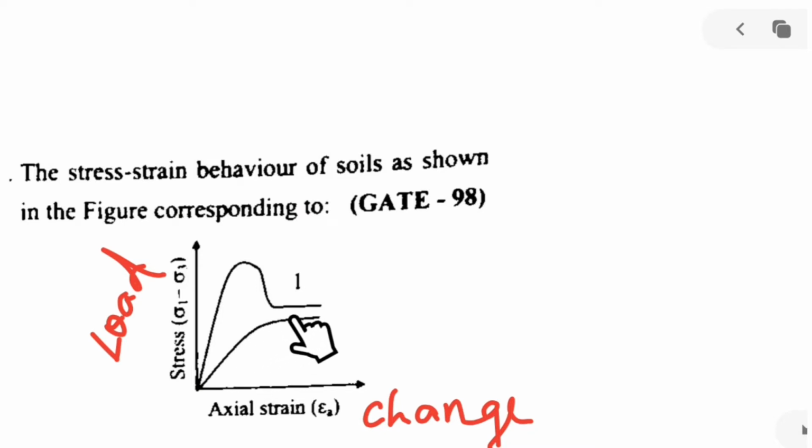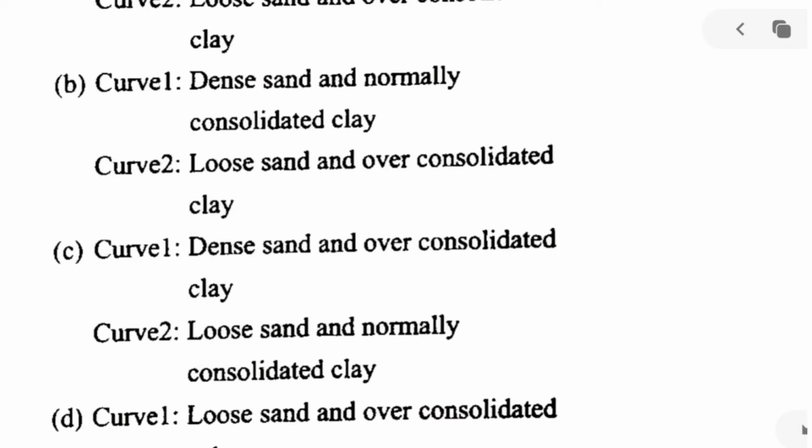But curve 2 can be of a normally consolidated clay because it is newly applying some load, and with respect to that load, some changes are occurring in the dimensions. Therefore, curve 1 is of over consolidated clay. Of course, after a peak stress is reached, a little change can occur in the over consolidated clay, and after some time there is no change at all in both the curves. Therefore, coming to the options, after studying the curves, we can understand that curve 1 is talking about over consolidated clay and curve 2 is talking about normally consolidated clay.